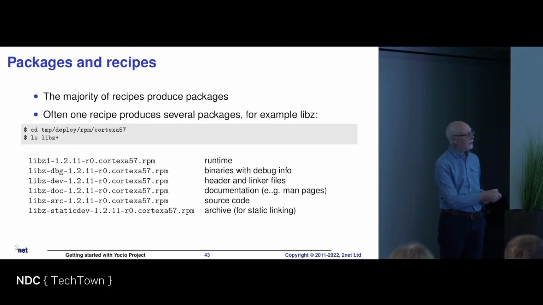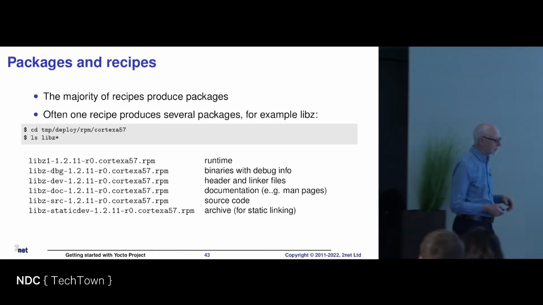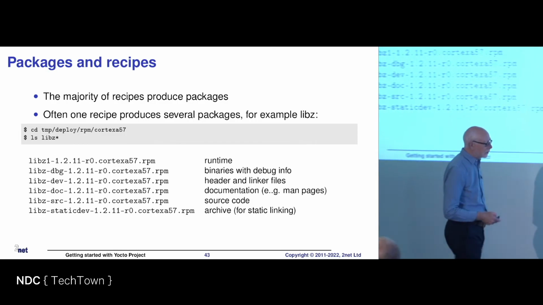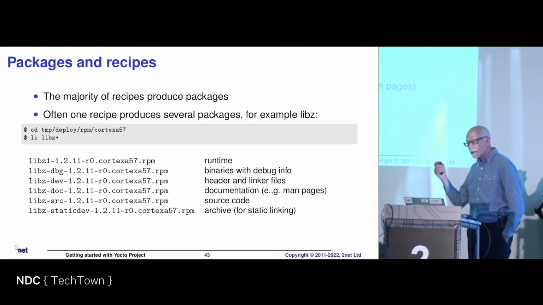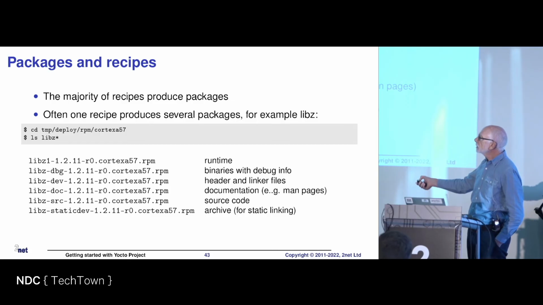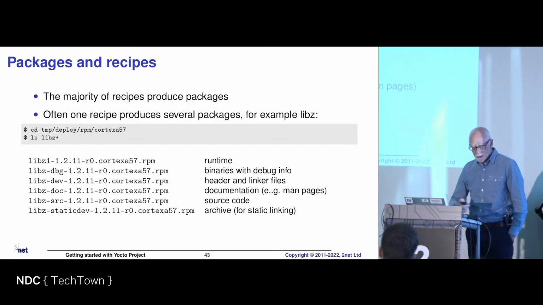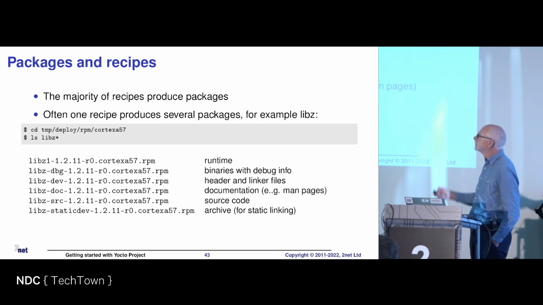So that's handy for debugging because you need the source code if you're using source level debugging. And you get static dev, which nobody ever uses, but that includes the .a file, the archive, if you want to statically link against libz, which probably you don't want to do, but you can if you want. So the point is then, a single recipe typically generates multiple packages. And notice these are in a format called RPM, the Red Hat Package Manager. It's just a standard container for packages.